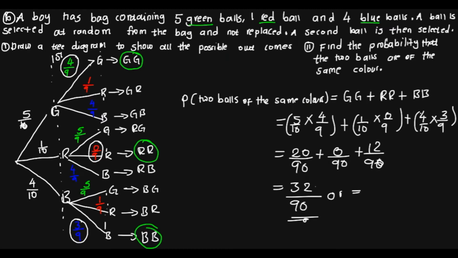So which number can go into 32 and 90? Let's try 2. 2 into 32 is 16 over 2 into 90 is 45. So we can just leave our answer here. So this is how we can simplify a question like this one.